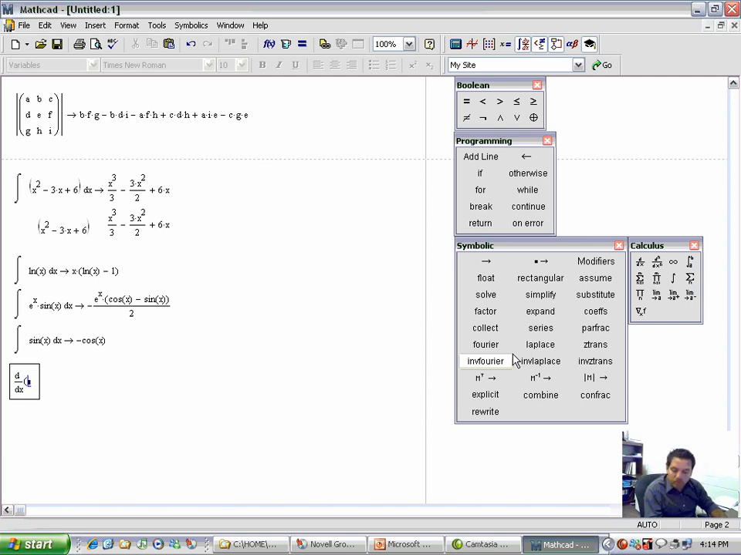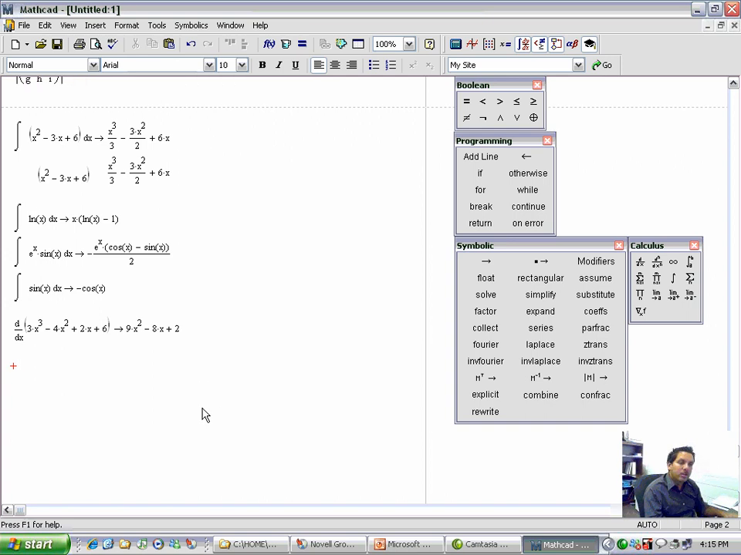And let's say we want to differentiate the expression, again a polynomial, 3x cubed minus 4 times x squared plus 2 times x plus 6. And let's see what MathCAD does differentiating this. As you can see, this is a simple example because it's a polynomial. The derivative of 3x cubed is 9x squared, and see how fast it did it compared to the integration, although both the integral and the derivatives are of polynomials.